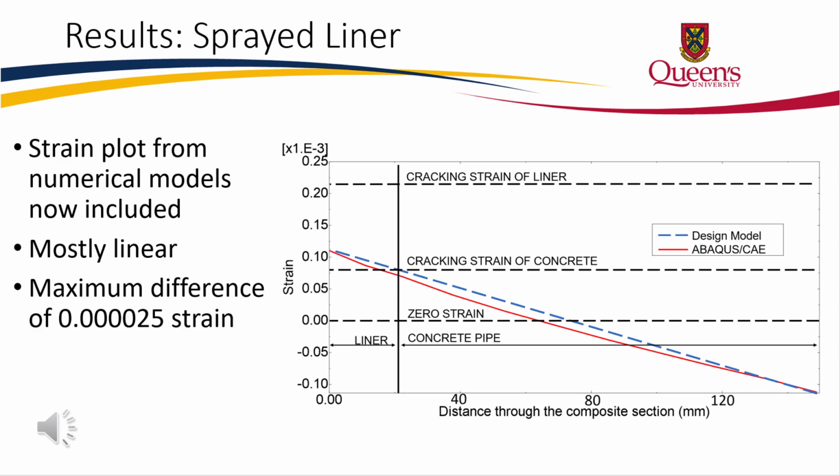Now the same plot is provided with the results from the numerical analysis, which is shown with the red line. The red line appears mostly linear, and the maximum difference between the strain profiles was observed to be only 0.000025 strain.